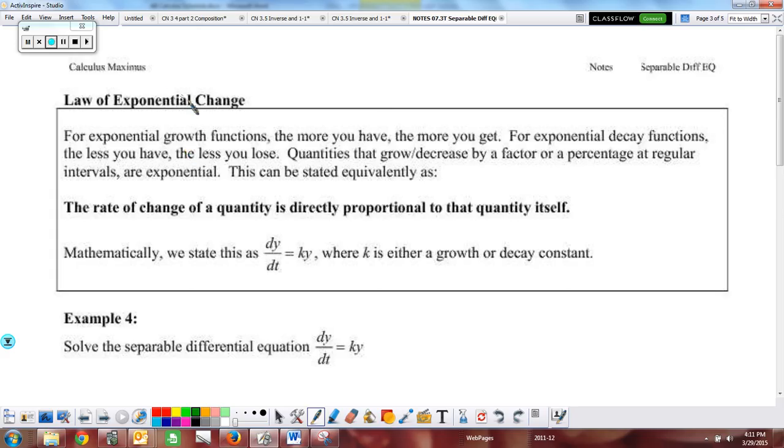Now what we're going to do is we're going to go to a special case of separable differential equations where we're talking about the law of exponential change. Now remember we've been talking about this e to the x, that was actually the really important function because e to the x's derivative was itself. So at any point on e to the x, its rate of change was its y value.